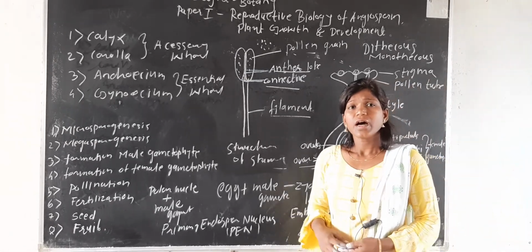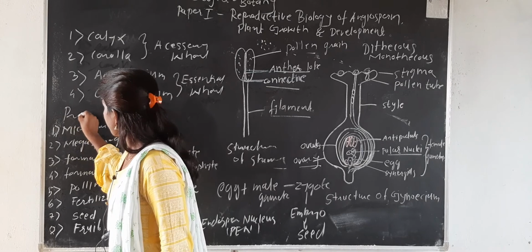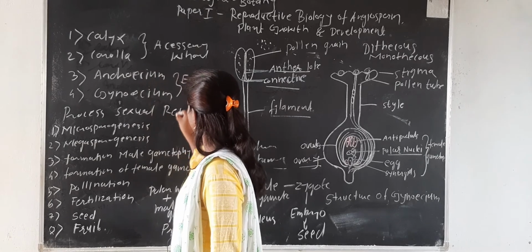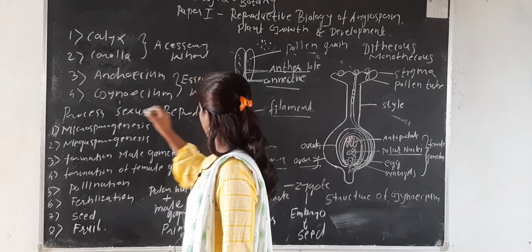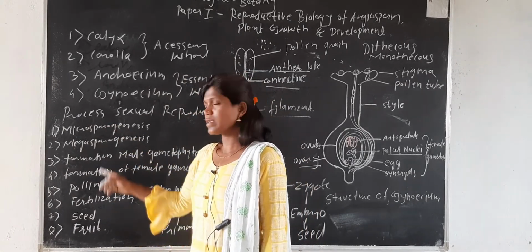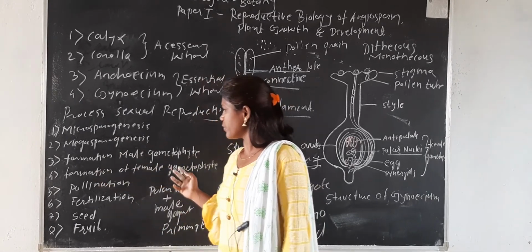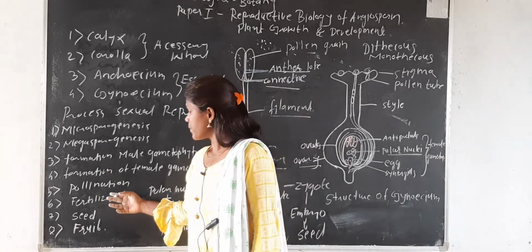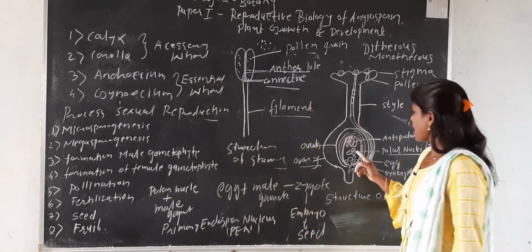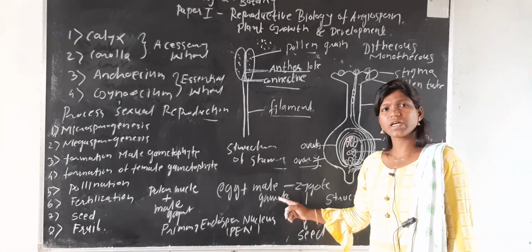Okay. So in our next classes we will learn about the actual process of sexual reproduction in detail. Okay, this is only the short overview. So here we will learn about microsporogenesis, then megasporogenesis, then formation of male gamete, then formation of female gamete, then what is pollination, fertilization, and how they form seed and fruit. Here we see how the seed is produced. Seed is produced when the egg is fertilized with the male gamete.